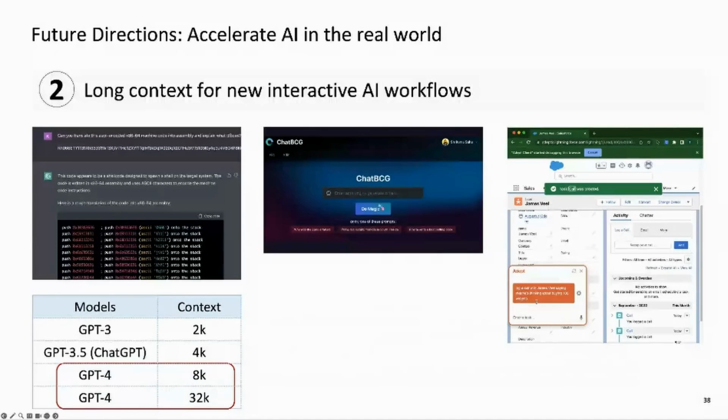So that's some of the future research directions I'm excited about. And then I'll pause here. I know we're a little bit over time, so I'll pause here. Happy to stick around and answer questions. And yeah, thanks so much for your attention.